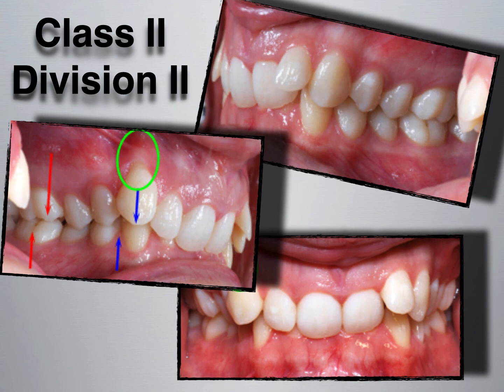And you'll see where the red arrows are that the mesial buccal cusp once again has moved anterior to the buccal groove on the mandibular first molar. All those things tied together give you a class 2 division 2. You have your mesial buccal cusp on your maxillary in front of your buccal groove on your mandibular first molar, and you have 2 or more teeth that are palatally tilted. That is a class 2 division 2.